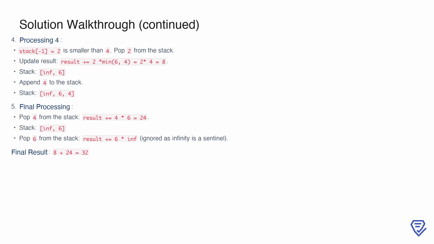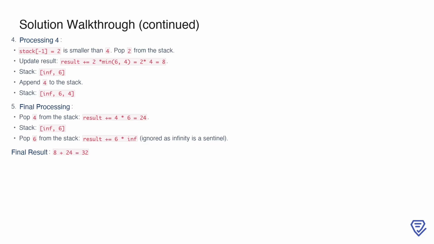As we process the value 4, we notice that the top of the stack, 2, is smaller than 4. This means we can calculate the product for the subtree rooted at 2. Popping 2 from the stack, we update the result by adding 2 times min(6, 4), which equals 8. The stack now becomes INF, 6. Next, we append 4 to the stack, resulting in INF, 6, 4.